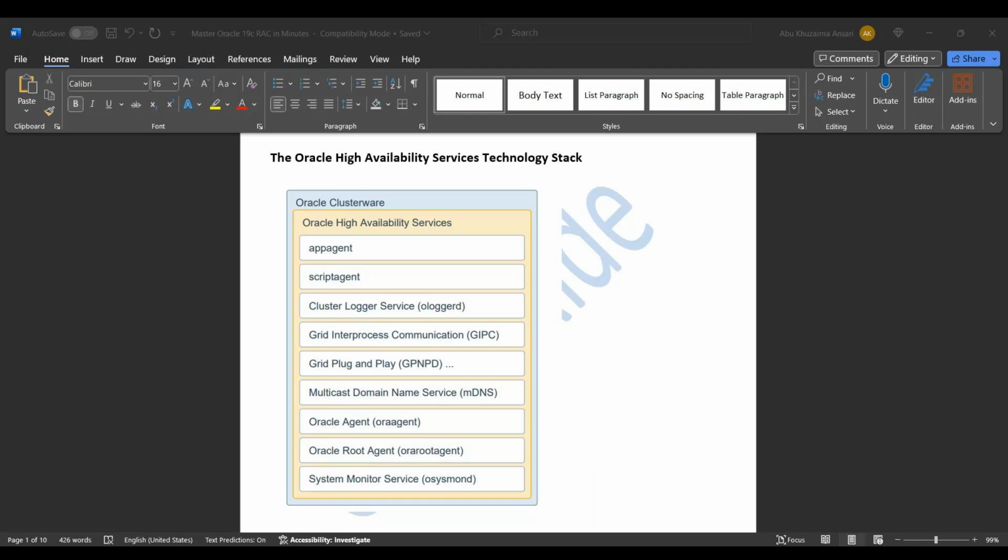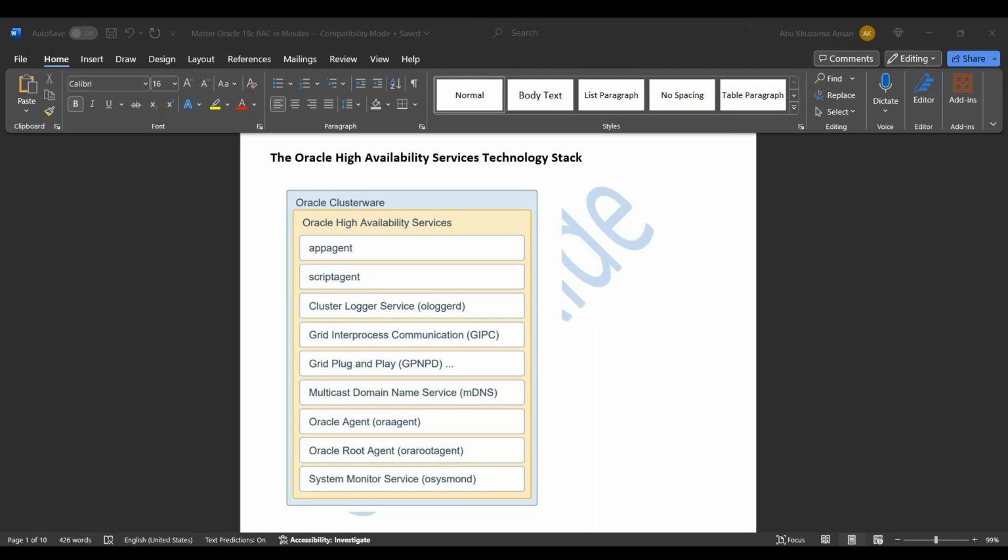The Oracle agent we have discussed in the Cluster Ready Services technology stack. These two processes are actually different, so don't get confused. The Oracle agent of the OHAS technology stack extends clusterware to support Oracle-specific requirements and complex resources. This process manages daemons that run as the Oracle clusterware owner, like the GIPC, GPNPD, and mDNS daemons.